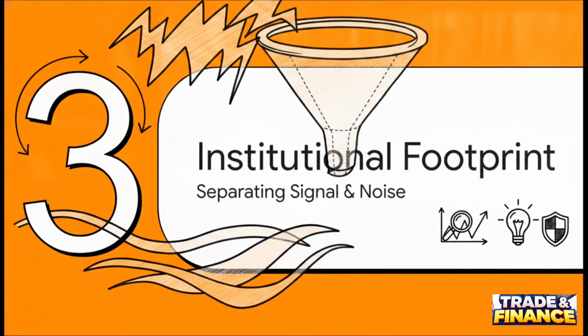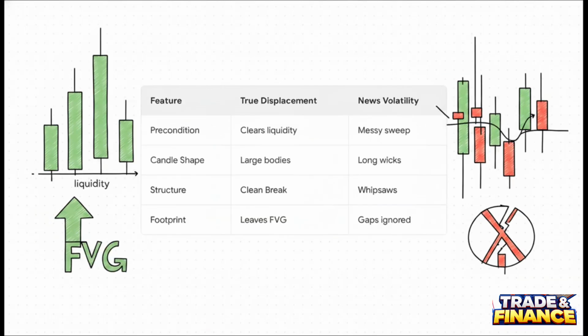Section 3. The institutional footprint. Separating signal from noise. Okay, these parameters are essentially your ultimate filter. True displacement is calculated, it clears major liquidity first. It prints these large bodies with minimal wicks, which screams one-sided control. It forces a clean break of market structure that actually holds, and crucially, it leaves behind a crystal clear fair value gap. Contrast that with pure news-driven volatility, which is messy, whipsaws everywhere, and any gaps it creates are usually ignored or just instantly filled.